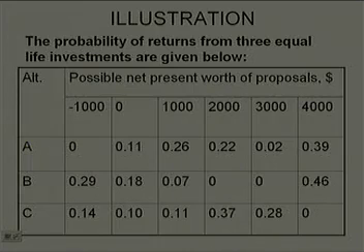So, what is given in the problem? We are given that there are 3 alternatives A, B and C. What additional information? We are also told the different possible net present worth scenarios and their associated probability values corresponding to the 3 alternatives A, B and C. The possible net present worth scenarios could be minus 1,000, 0, 1,000, 2,000, 3,000 or it could be 4,000.